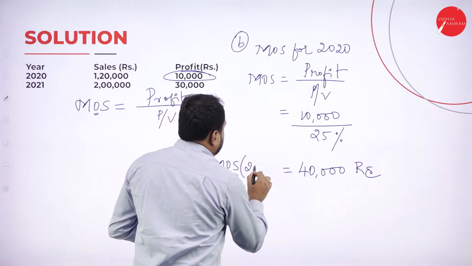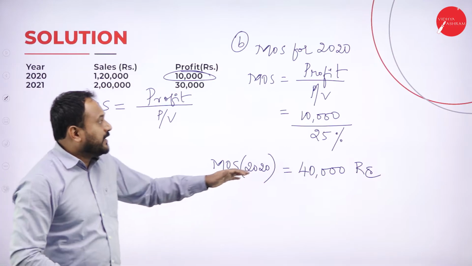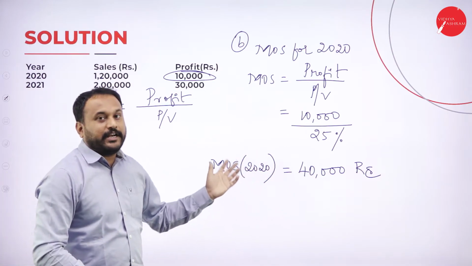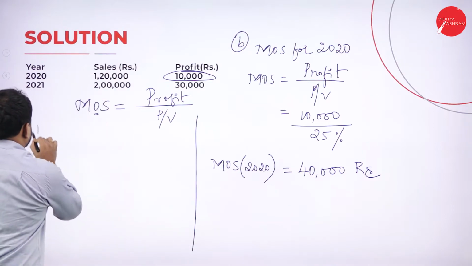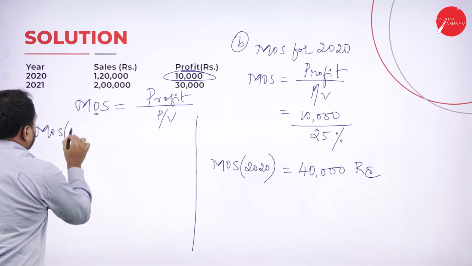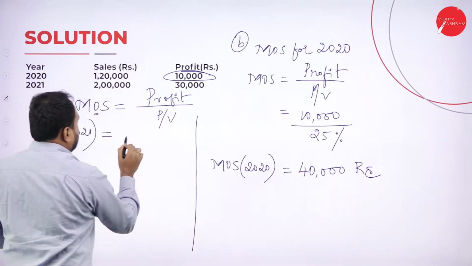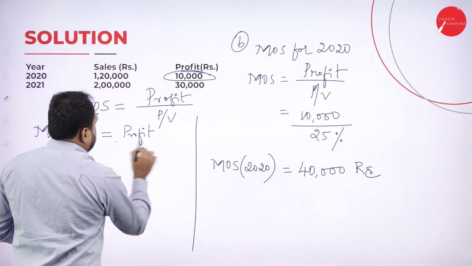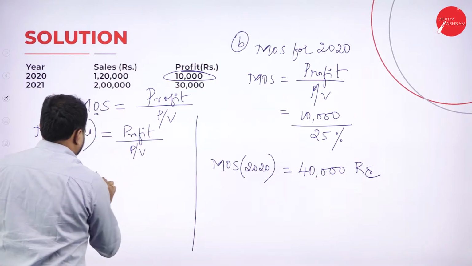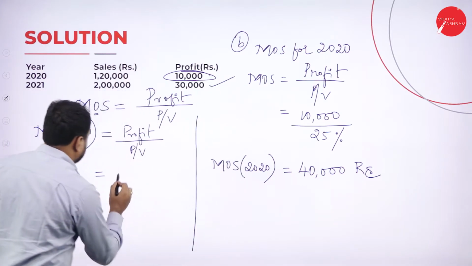Now I got my MOS for 2020. Now what you should do is calculate the MOS for 2021. How to calculate this? I'll write here MOS for 2021 is equal to, again the same way, profit by PV. How much is the 2021 profit? 30,000.